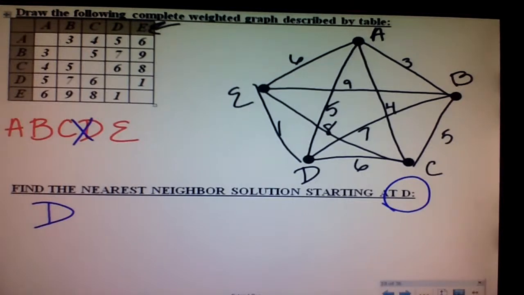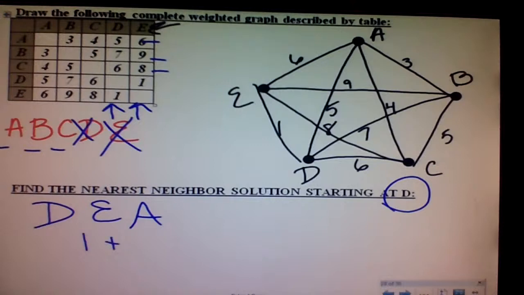Now look at the column D. What is my smallest number in my column? E, 1. I like it. So now I've used E. Now go to your E column. I either need to pick A, B, or C. A was 6. It's going to be A, with 6. I like it.